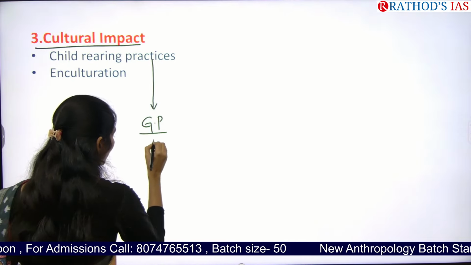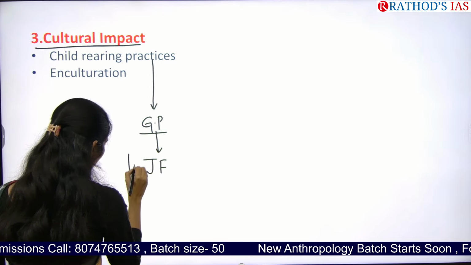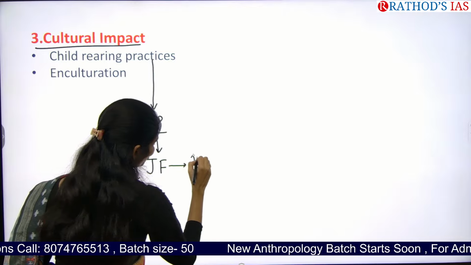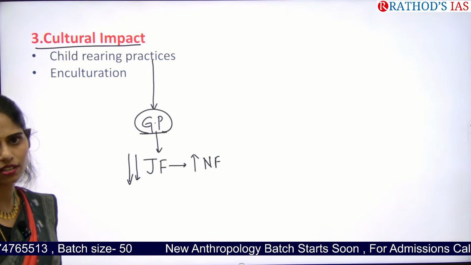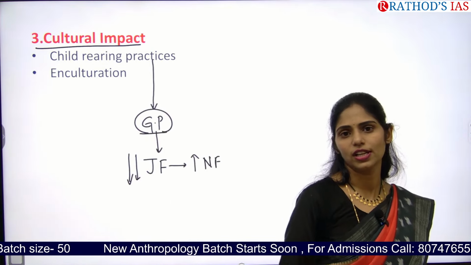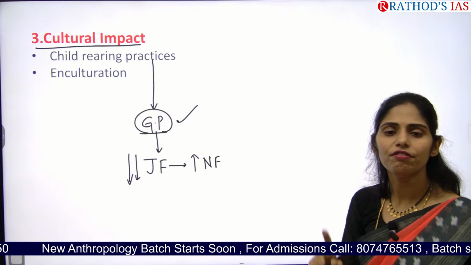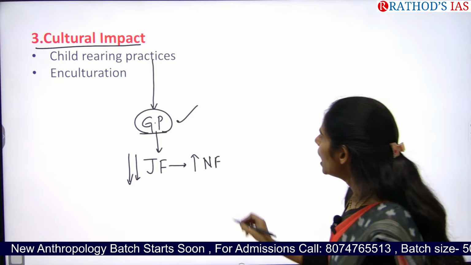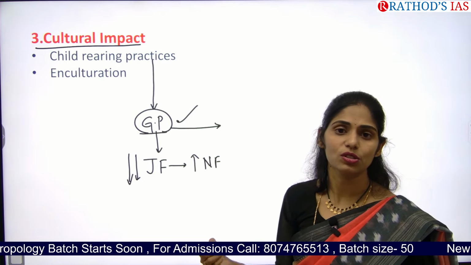Grandparents. Because of industrialization, the relevance of joint families is decreasing and nuclear families are increasing. So now there is no contact of grandparents with these children. Because of this, the relevance of grandparents is decreasing. So who will be occupying this vacuum?